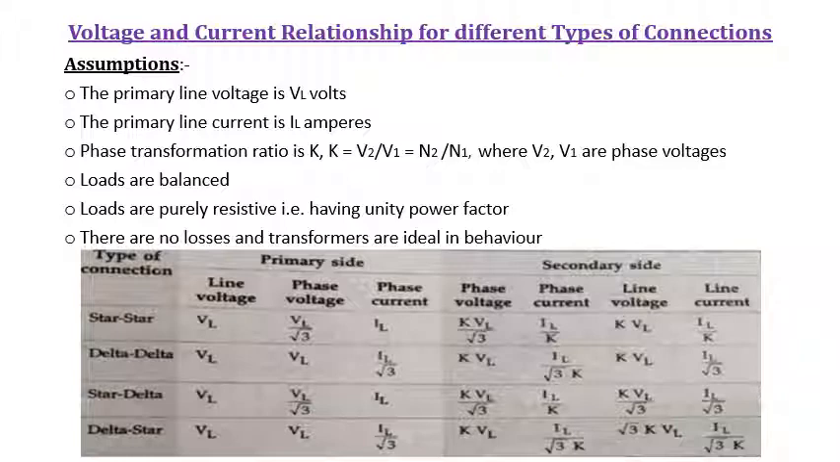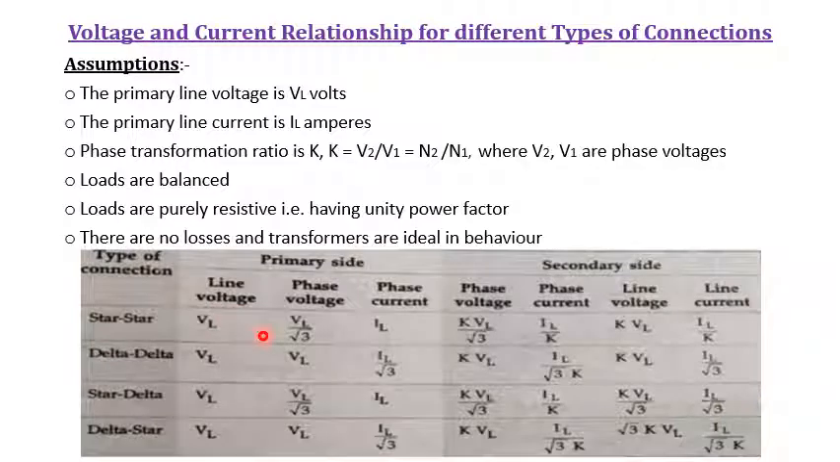Finally, let us tabulate these relationships, whatever expressions you got in different configurations, for both the primary side as well as the secondary side. So here I consider the type of connection, that is star to star, delta to delta, star to delta, and delta to star. This is the primary side. If I consider star to star, the primary is connected as a star connection, and this is the secondary side. Here the secondary is also connected in star connection.